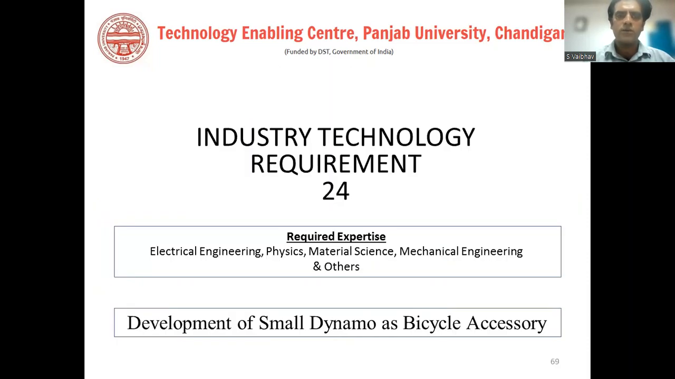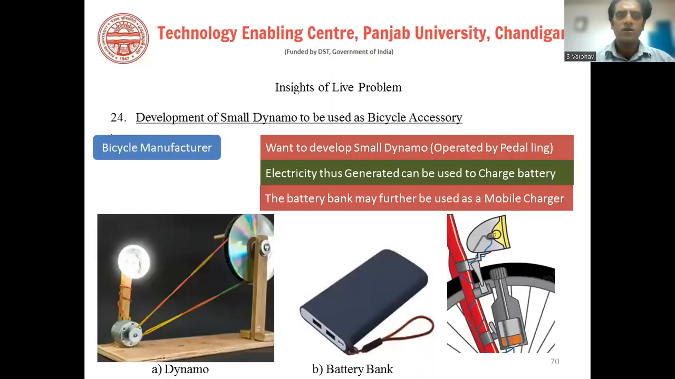The next requirement is the development of a small dynamo as a bicycle accessory, for which we require expertise from electrical engineering, physics, material science, mechanical engineering, and others. The problem is identified at a bicycle manufacturing industry that wishes to develop a small dynamo operated by a pedal, and the electricity thus generated can be used to charge a battery, and the battery may further be used as a mobile charger.